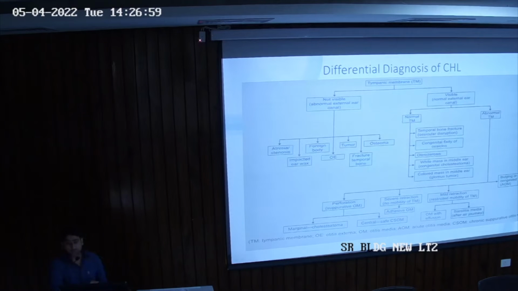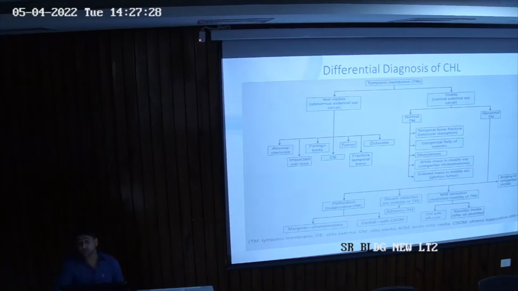This is very important: differential diagnosis. How will you differentiate that this is a case of conductive hearing loss, what type of conductive hearing loss, and what is the reason behind it? So we will see the tympanic membrane first. If it is not visible, then there is an abnormal external ear canal.